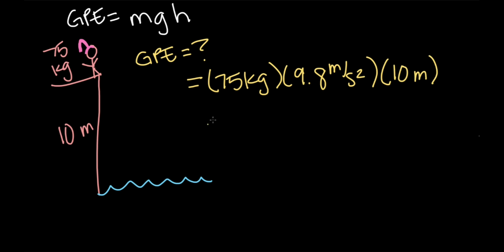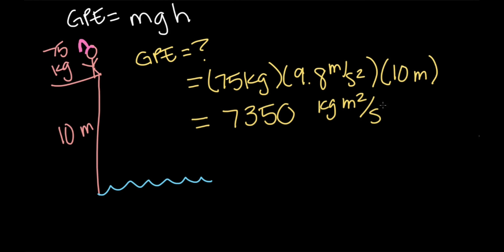Now, if you multiply all of these together, you get 7,350. And the unit here is kilogram meters squared per second squared, which is kind of a mouthful, so there's actually a separate unit that is equivalent and is just called a joule.